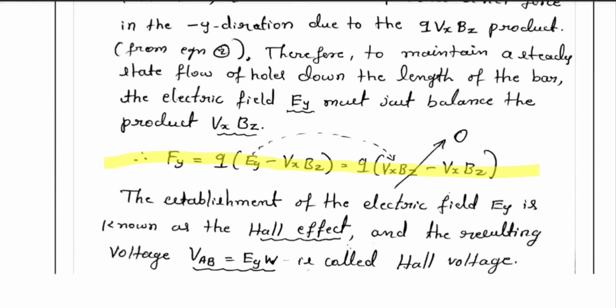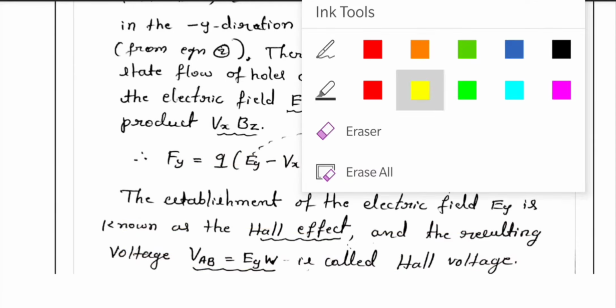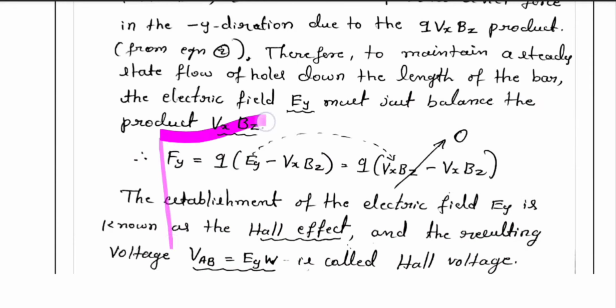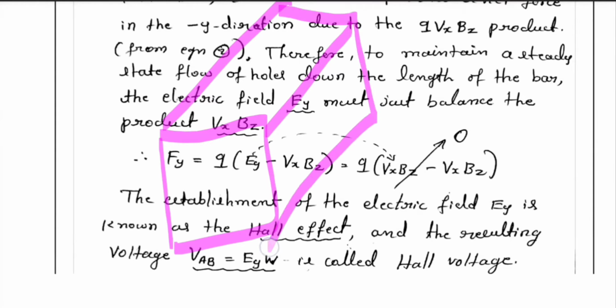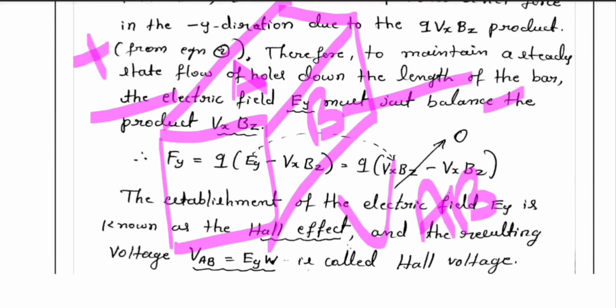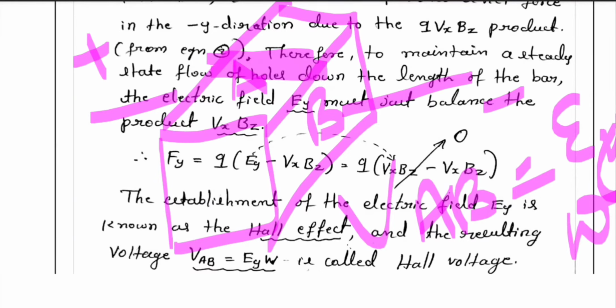So the establishment of this electric field Ey is known as Hall effect, and the resulting voltage across the plate AB is given by Ey into the width of the plate W, and is called Hall voltage. So this is our semiconductor. This is the plate B and this is the plate A. So across this, the positive and negative voltage is generated, that is given by VAB, that is equal to the electric field Ey into the width of the bar, that is W. Hall voltage VAB is equal to Ey into W. W is this width. Okay.